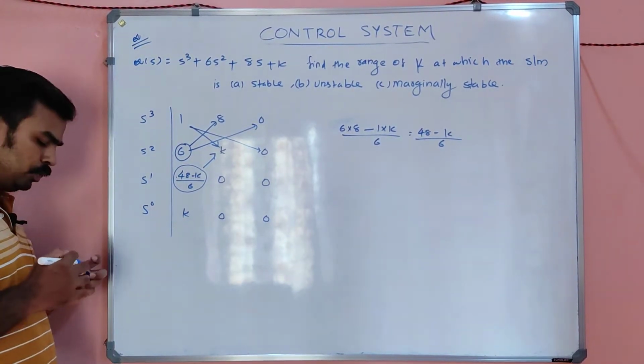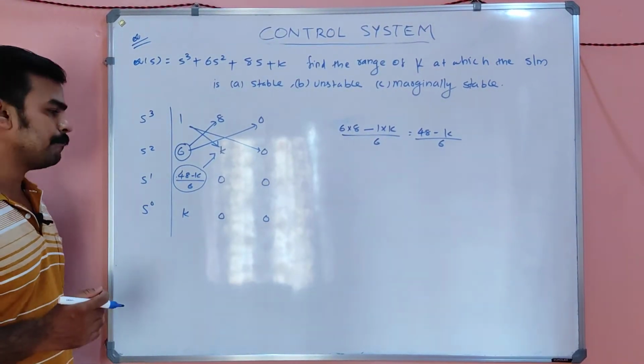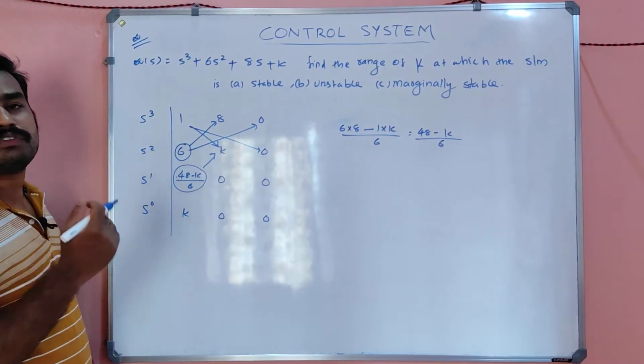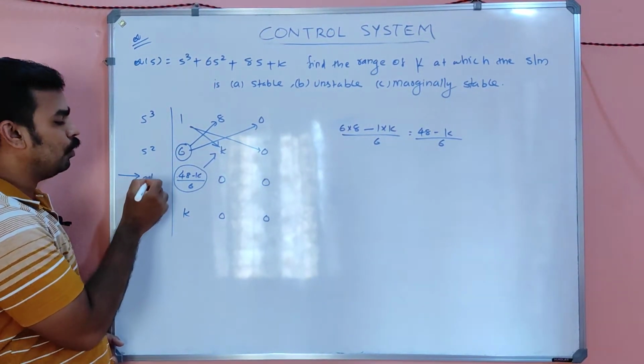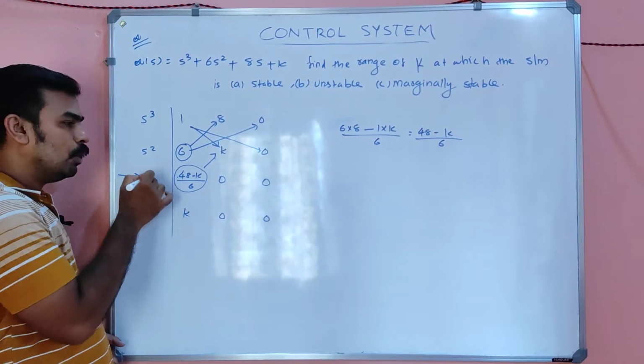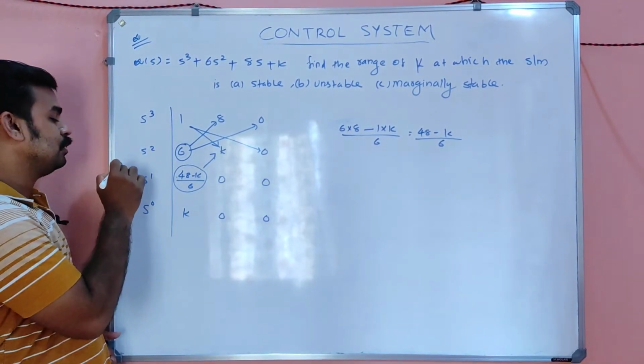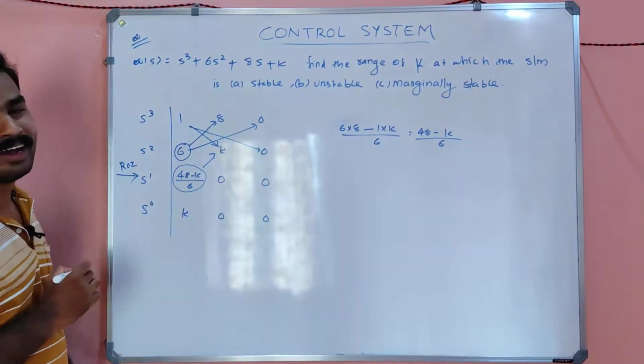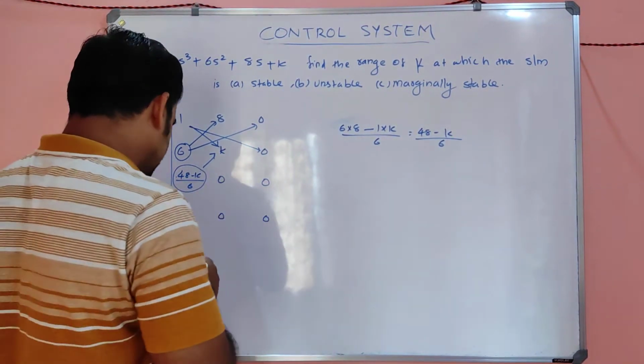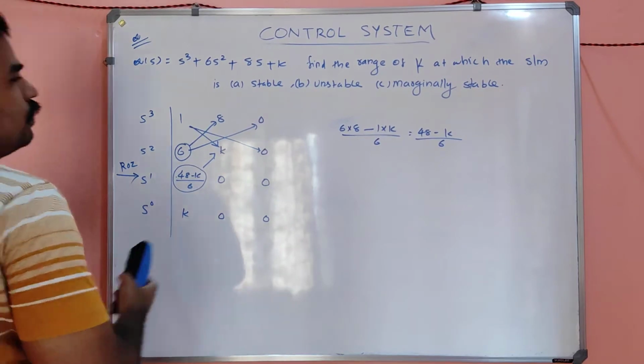And I already told you one thing. Row of zeros, or ROZ, only occurs in the odd power of s. The odd power of s will be the position for row of zeros. So this will be the row of zeros. Okay. So let's check the criteria one by one, my dears.